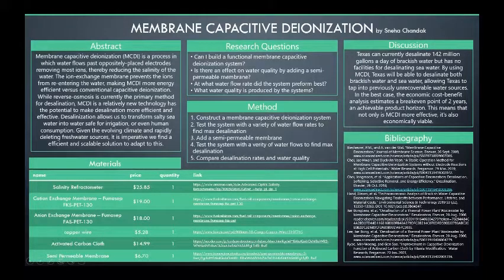Another method of deionization is called capacitive deionization. This is a process through which water flows past two electrodes. The electrodes on either side of the water attract ions from the water, and the ions stay with the electrode.